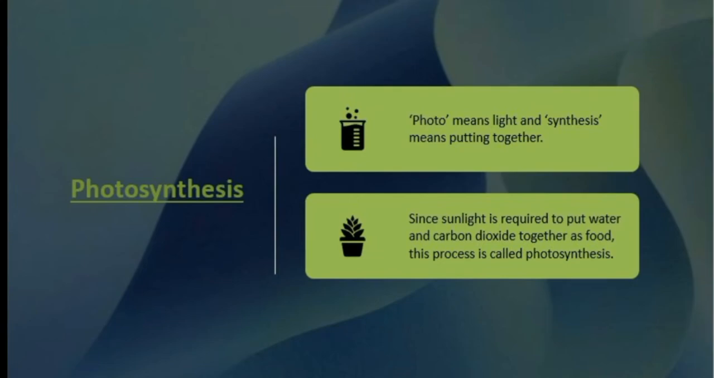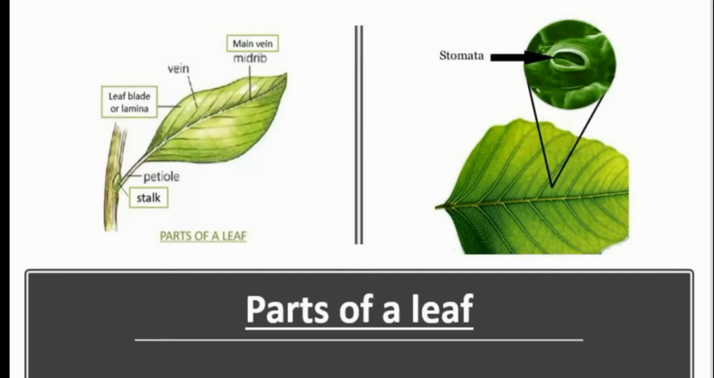Now we will learn parts of a leaf. For this you have to take a leaf of a peepal tree and observe the leaf from the lower surface. What you will see? You will see there is a main vein running along the center of the leaf. That main vein is also called midrib, and the leaf also has a number of side veins.